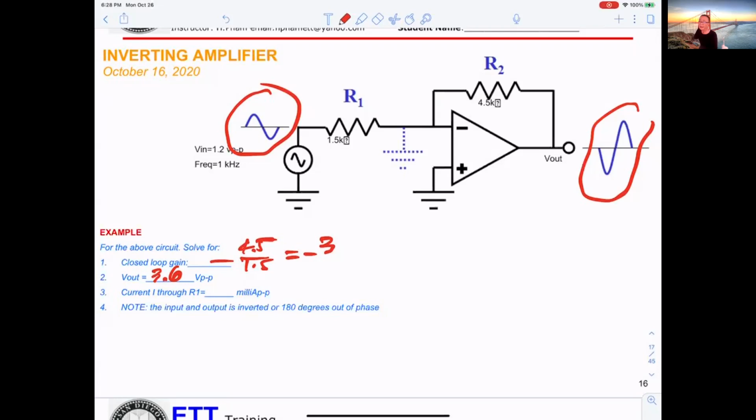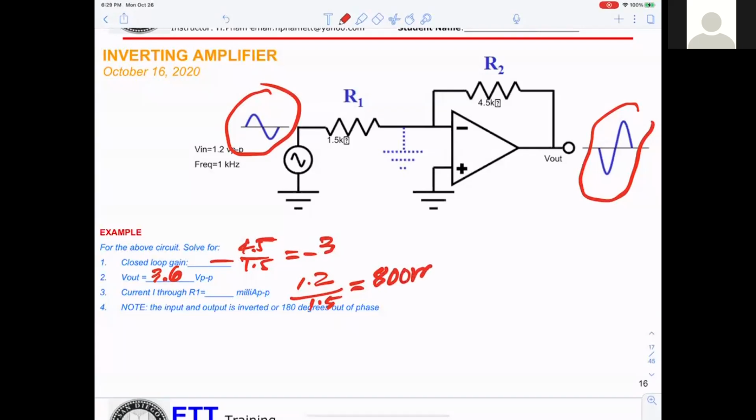The thing is, it will be an AC. Current I to R1 will be equal to 1.2 divided by 1.5. I'm sorry, 800 milliamps. Is it 1.2 divided by 1.5? 0.8. 800 milliamps. Yeah, 0.8. Yes, 800. Milliamp peak to peak.